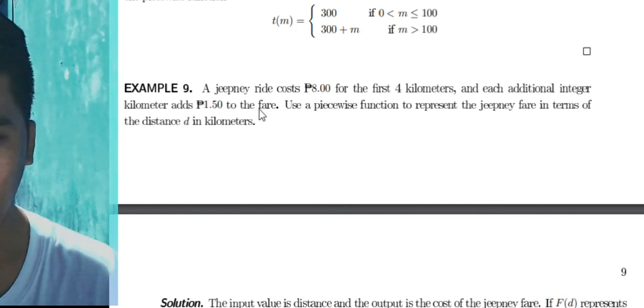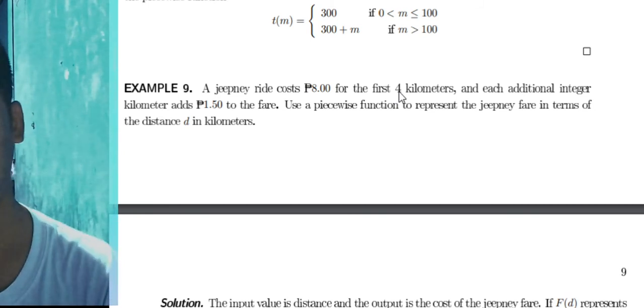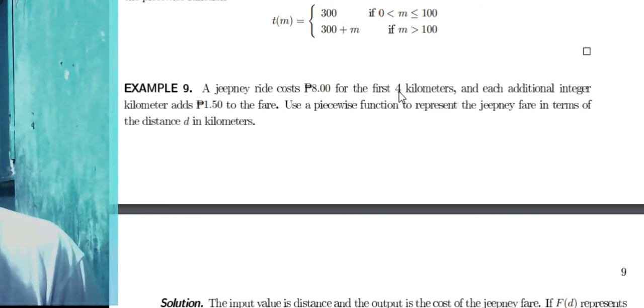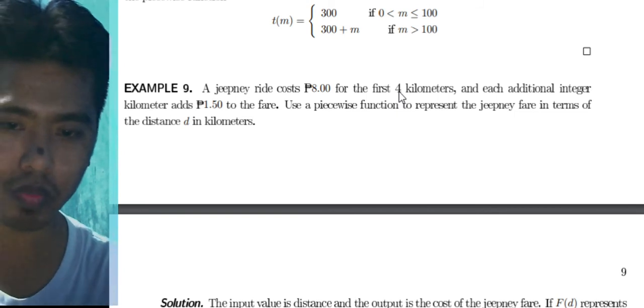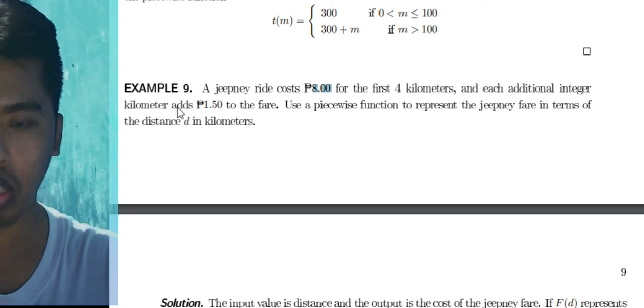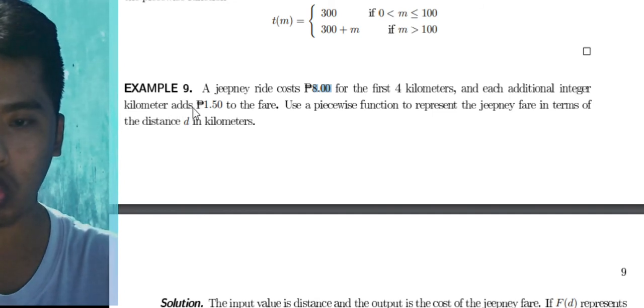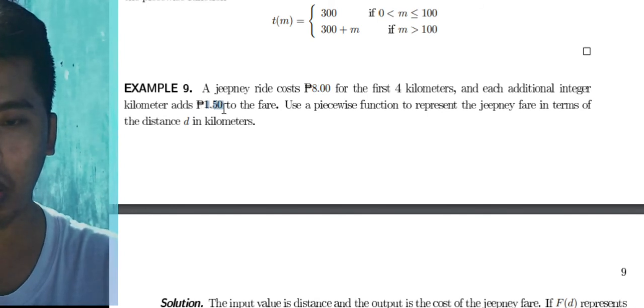A jeepney ride costs 8 pesos for the first 4 kilometers. So whenever you go, as long as it's within the first 4 kilometers, the cost is 8 pesos. Now each additional integer kilometer, meaning a full number, adds 1.50 to the fare. Meaning if you have 5 kilometers, then it exceeds by 1 kilometer, and for each additional kilometer you add 1.50, so the cost would become 9.50.